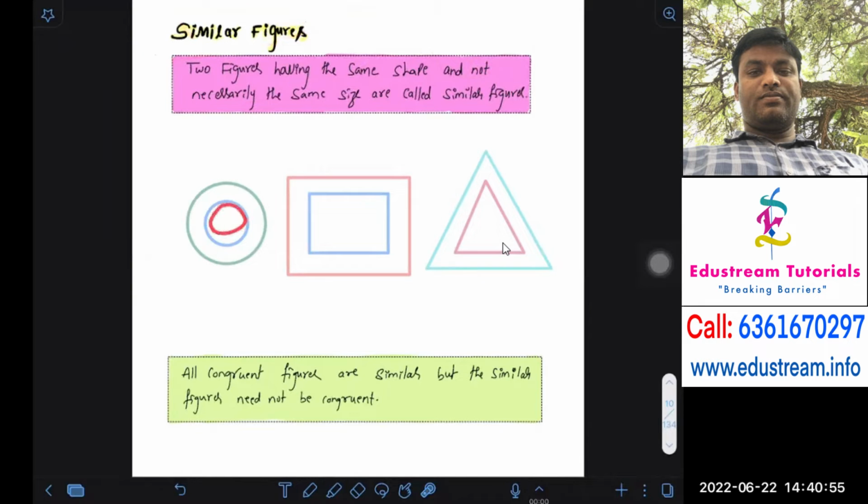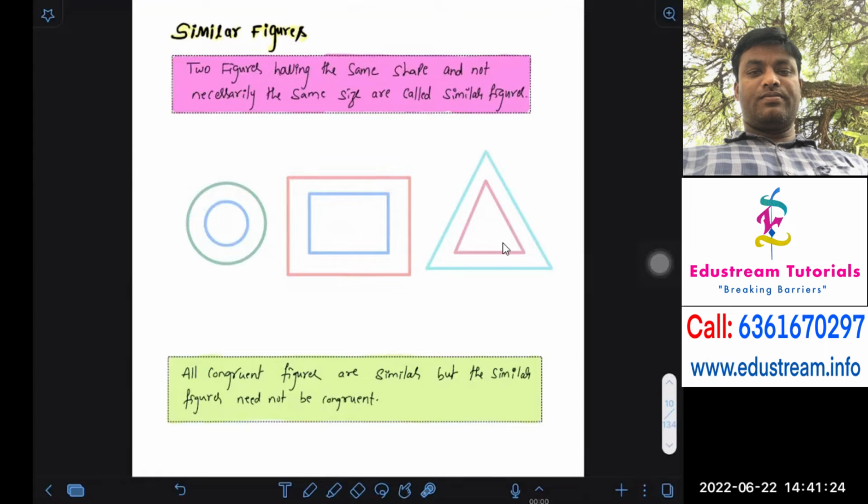Example, you can see two circles here. They have the same shape, but they are not of the same size. How do you say they are not of the same size? Because this doesn't coincide on this circle. The smaller circle doesn't coincide on the larger circle. Just like that, we have a square here or a rectangle. If you want to superimpose them, it won't happen because they are of the same shape, but they don't have the same size.